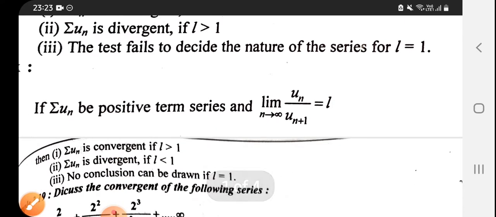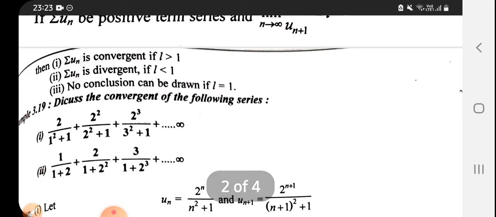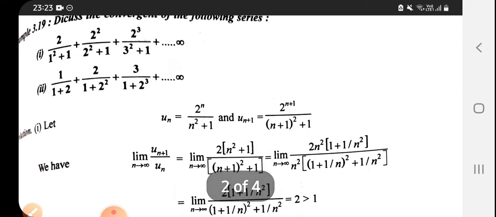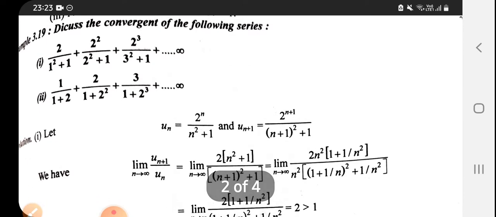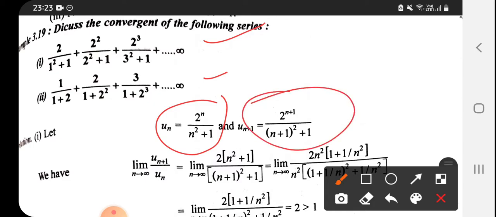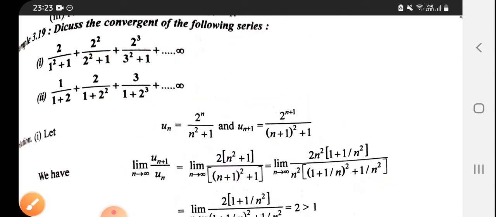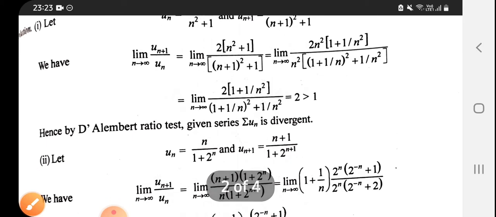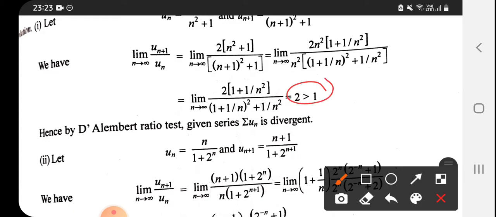If summation un is a positive term series, then we get this, which we already discussed in the convergence of the series. This is the general term un, this is un plus 1. We find this ratio, and after simplifying this we get 2, which is greater than 1. That's why this series is divergent.